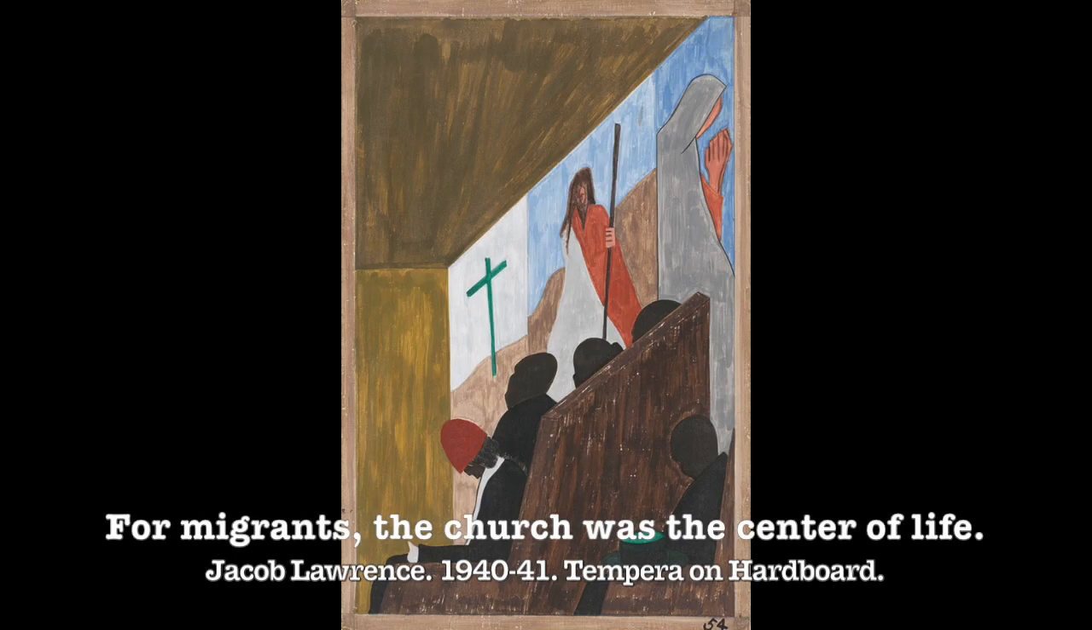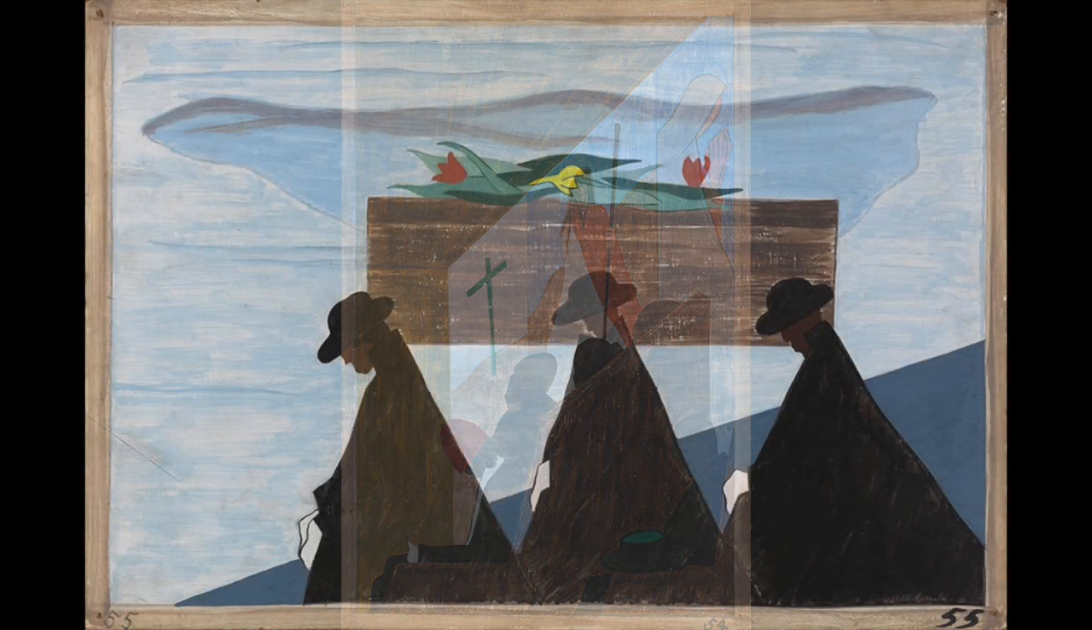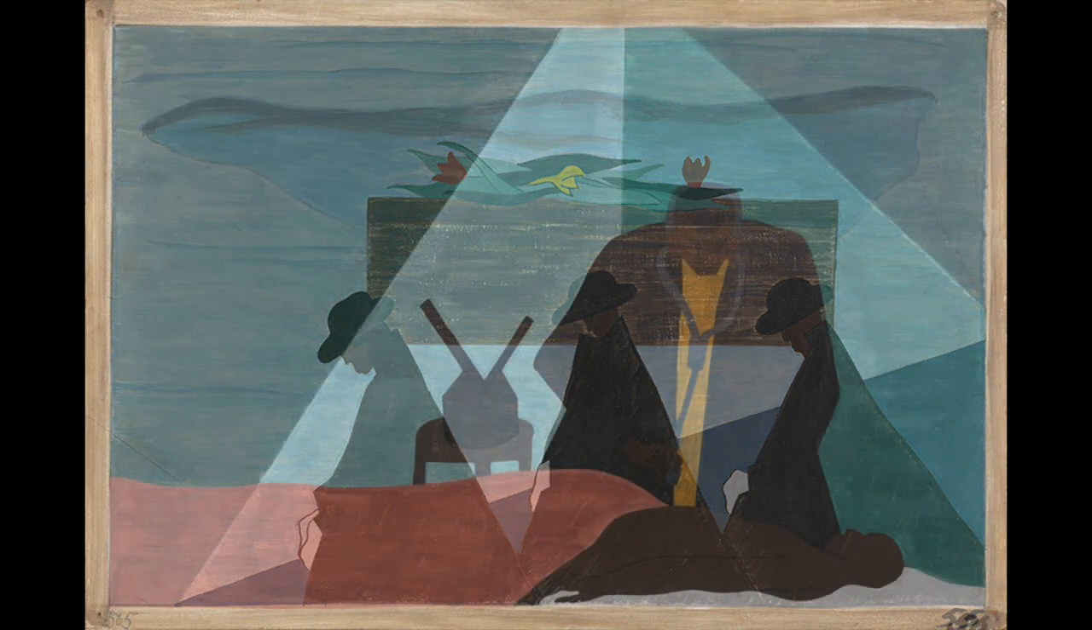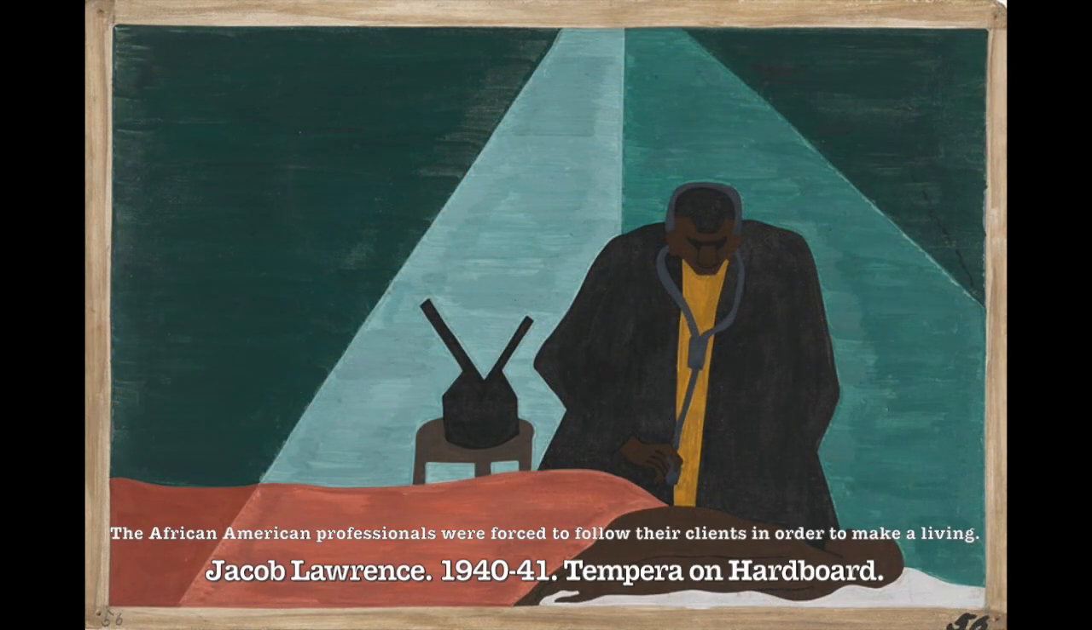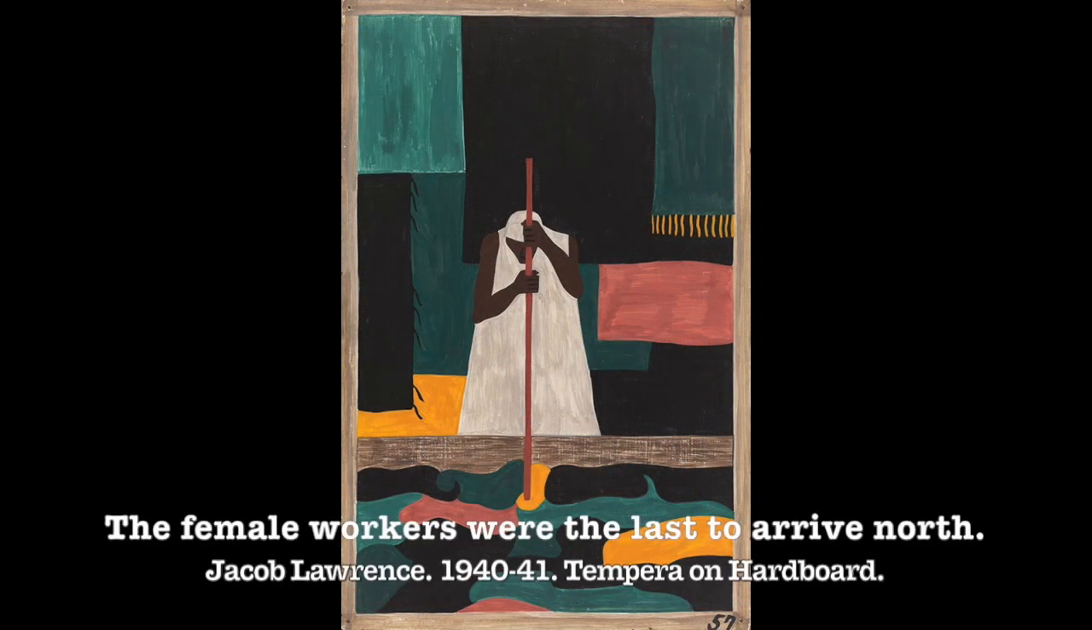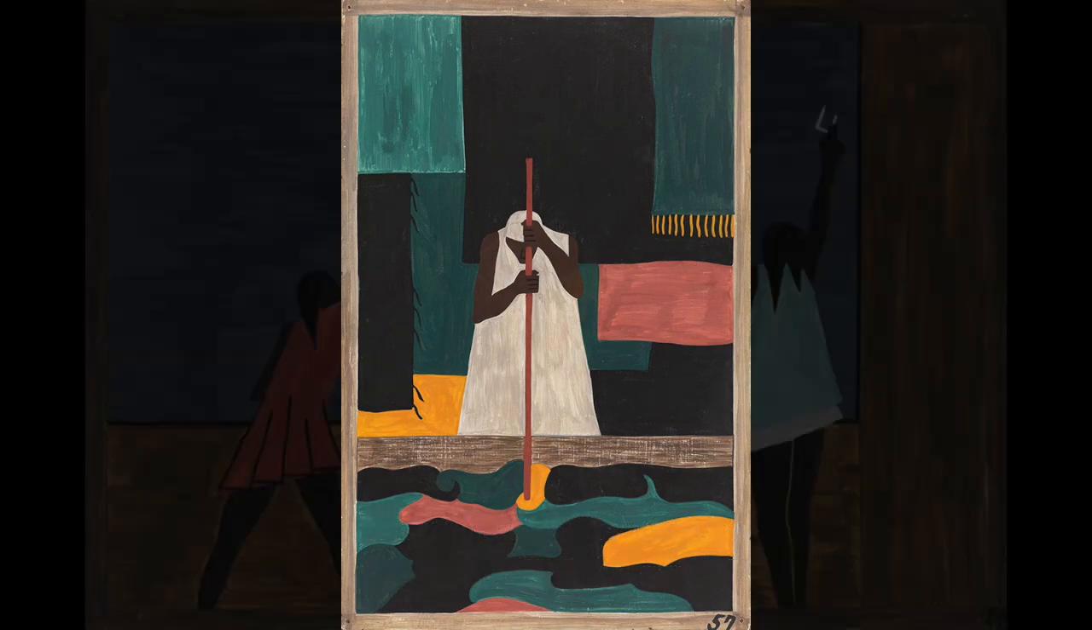For the migrants, the church was the center of life. The migrants, having moved suddenly into a crowded and unhealthy environment, soon contracted tuberculosis. The death rate rose. The African American professionals were forced to follow their clients in order to make a living. The female workers were the last to arrive north.